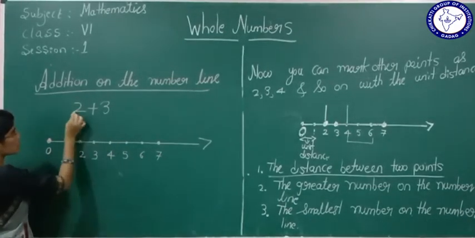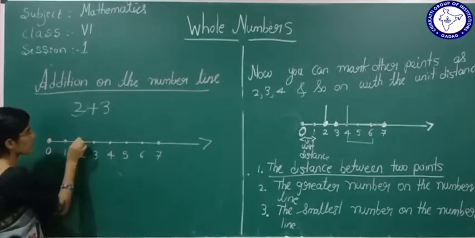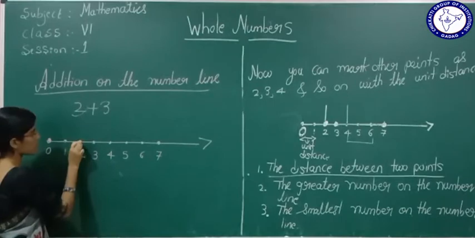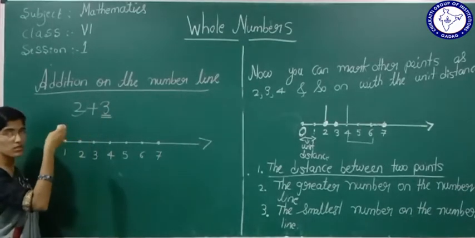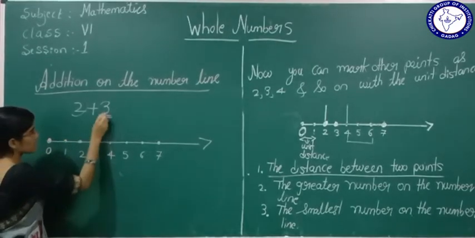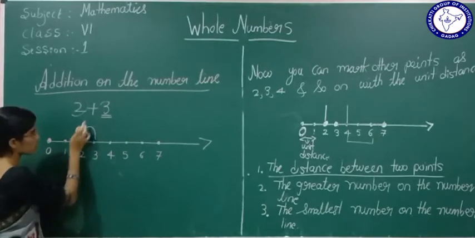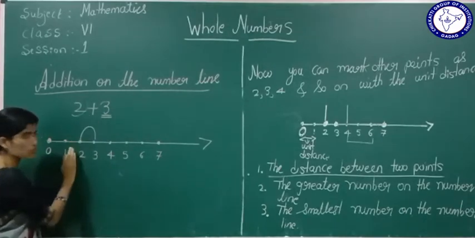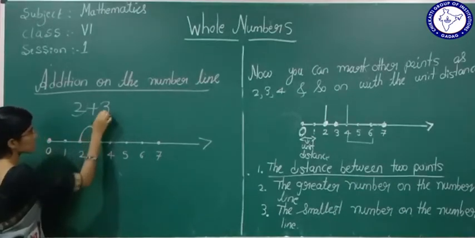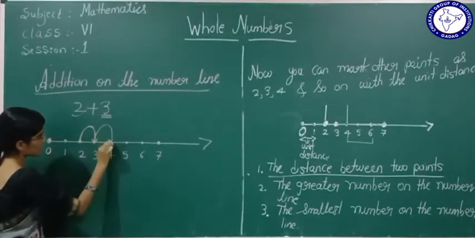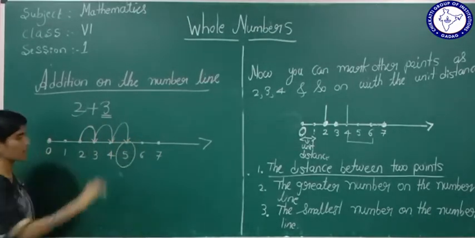Now see, the first number is 2. Where is 2 here? Start from 2. We have to do 3 jumps here. Move right of 2, because addition is there. That's why we have to move right of 2. How many jumps? 3 jumps: 1, 2, 3. What is the answer? It is 5.